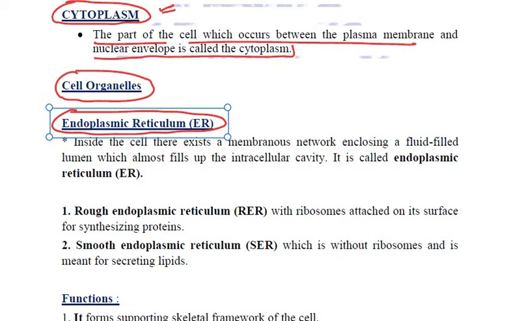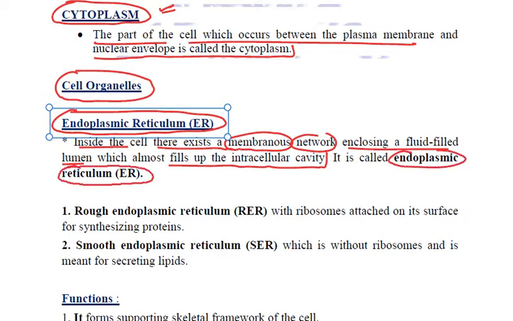What is endoplasmic reticulum? Inside the cell, there exists a membranous network enclosing a fluid-filled lumen which almost fills up the intercellular cavity. This membranous network is called endoplasmic reticulum. This endoplasmic reticulum is further of two types. One is rough endoplasmic reticulum, also written as RER, and another is smooth endoplasmic reticulum, written as SER.